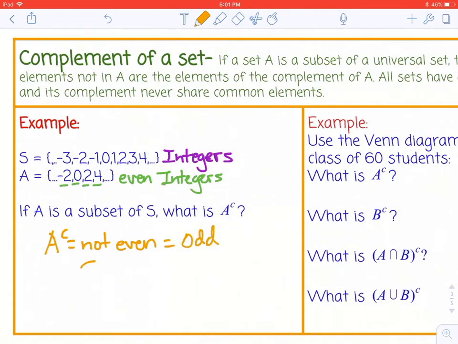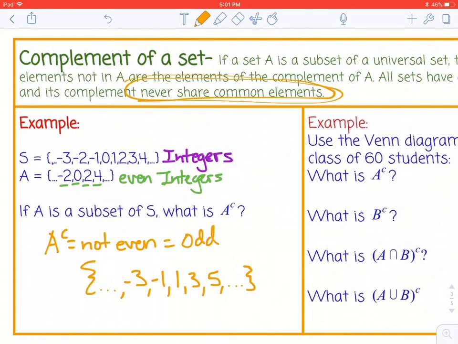And then to write them out, we can use a similar notation and put some dots. That means they would keep going. Let's start with something a little smaller. Let's say -3, -1, 1, 3, 5, and then they could keep going. So the complement of even integers would be odd integers. Notice they never share common elements. That's a big part of a complement of something.